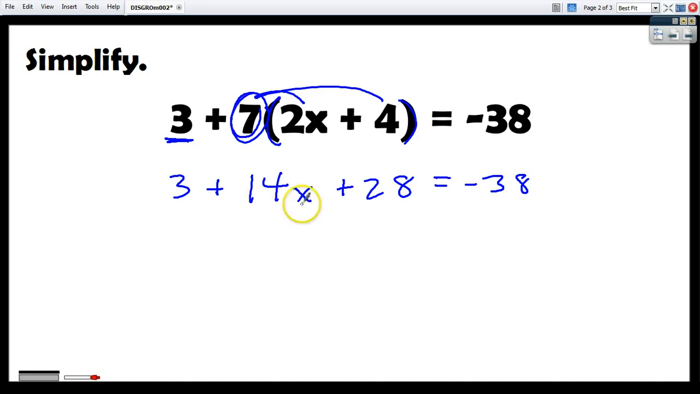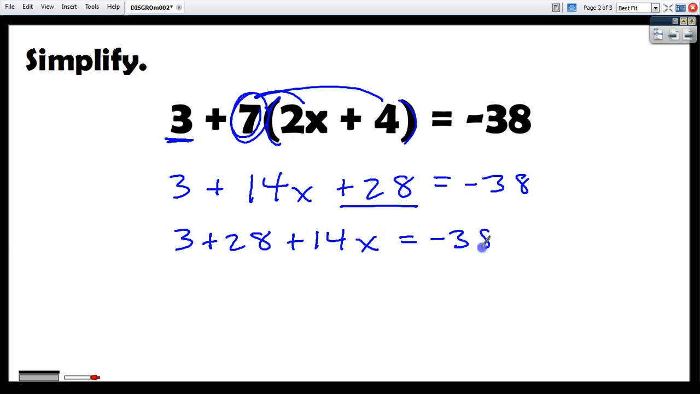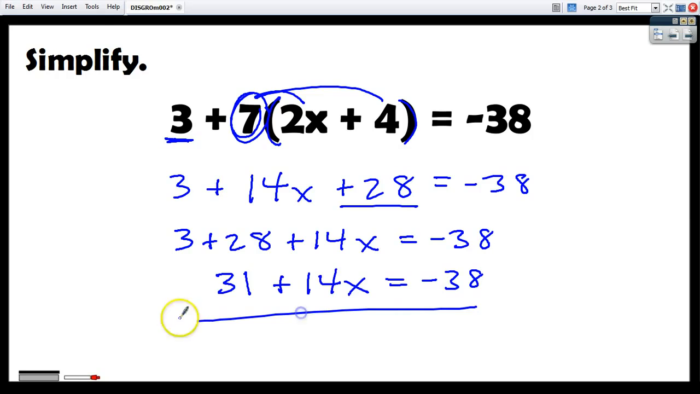Now, once again, we look for our like items here. In this case, 14x is all by itself, so it's fine. But then here we've got 3 and 28, just normal numbers, so they're considered like items. So what we'll do is move this plus 28 over to here, leave the plus 14x separate, and then add our like items. 3 plus 28 is 31, and 31 plus 14x equals negative 38. And so there's our equation simplified. And again, solving, we'll get to that a little bit later. Alright, let's do one last one.